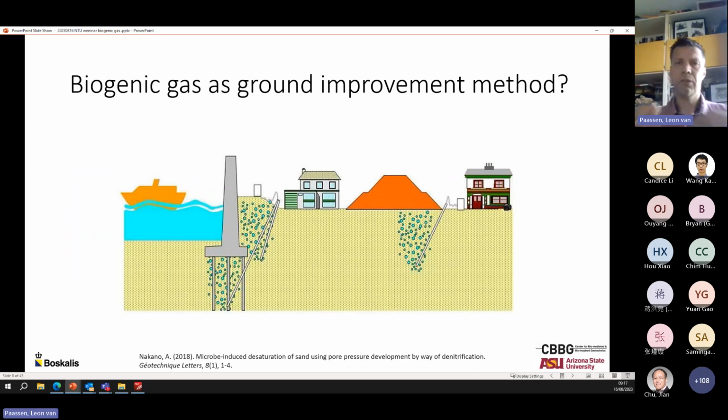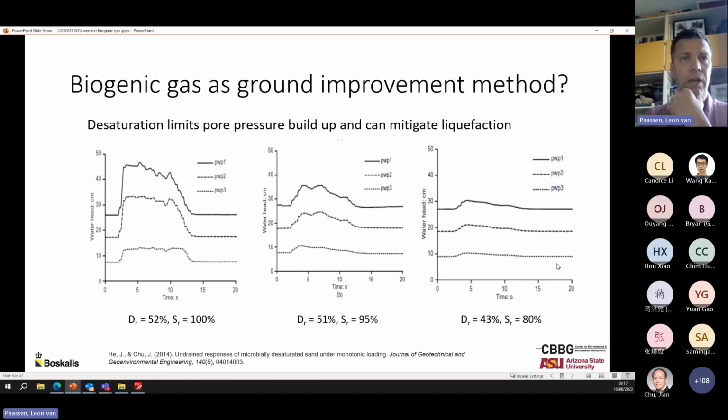So when we found all these difficulties when flushing multiple flushes to aim for calcium carbonate, we felt like maybe we can use the biogenic gas by itself as a ground improvement method. And we were not the first ones to think about that. That was actually Professor Chu and his student Jia He, who did a lot of pioneering work on the microbial induced desaturation work.